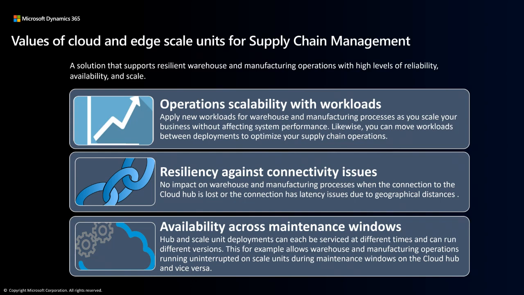So, main values of the distributed hybrid topology for supply chain management are listed here. Number one is that it offers scalability to the supply chain management solution. What the distributed hybrid topology allows us to do is take these workloads that are centralized on a single hub instance today. We can decentralize those out to scale units, so that we can scale the solution. So the more scale units that you put into place, the more additional processing power that you'd be offloading from that main hub unit into those scale units around the globe.